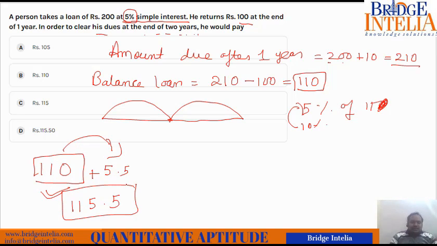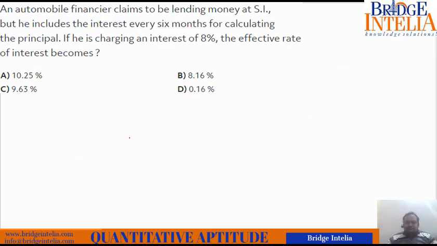Let's move to the next one. An automobile financer claims to be lending money at simple interest, but he includes the interest every 6 months for calculating the principal. So if he is charging an interest of 8%, the effective rate of interest becomes equal to what? See what he is doing, you will understand while we solve it.